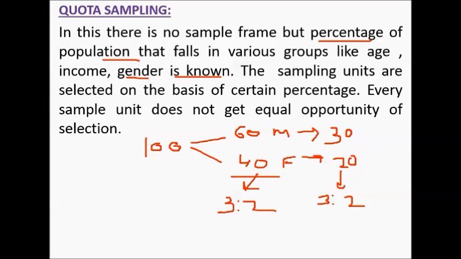Every sample unit does not get equal opportunity of selection. You will interview only 30 males, the rest of the 30 males will be missed out. Here in this case you will interview only 20 females, the remaining 20 will be missed out. No equal opportunity. So this is called quota sampling. You decide the quota of those sampling units or individuals which are to be interviewed.